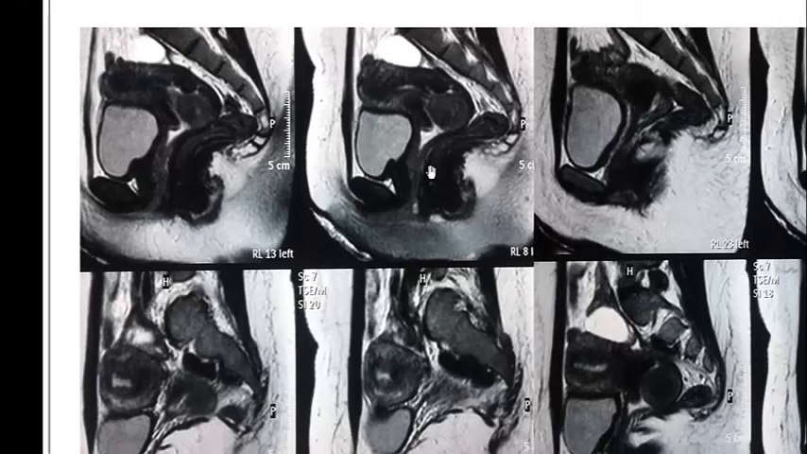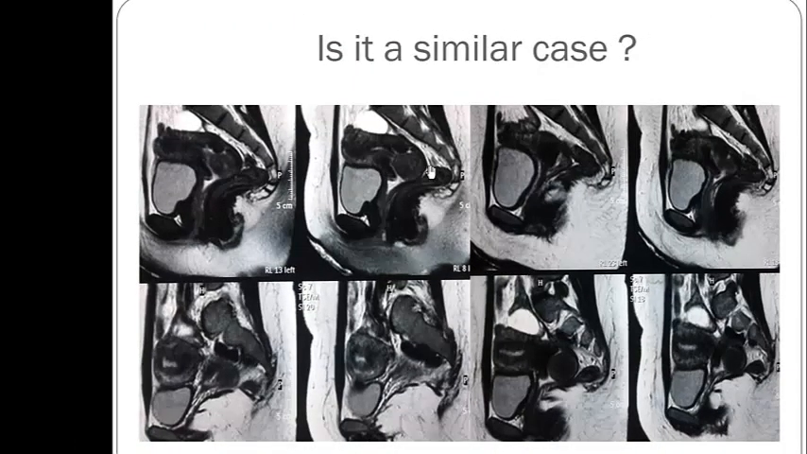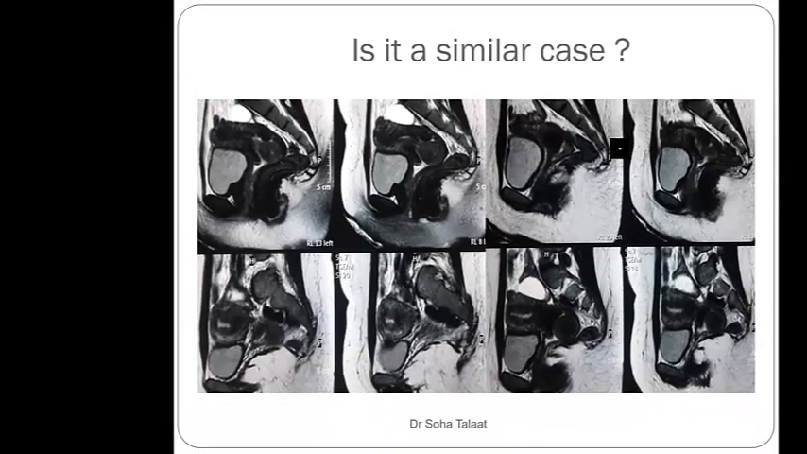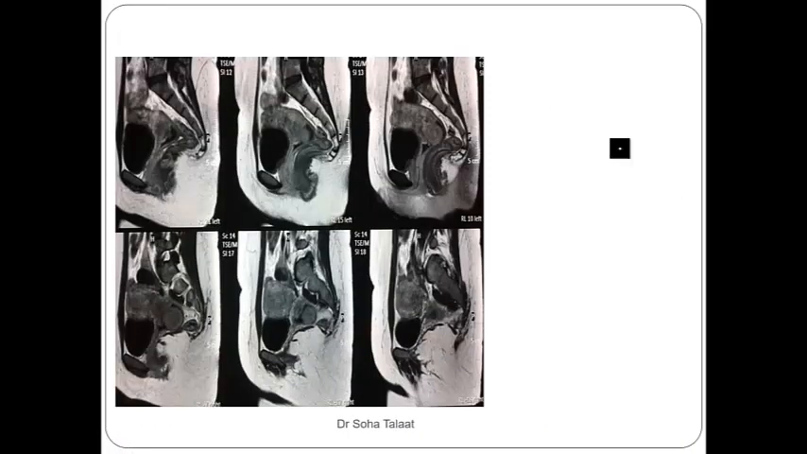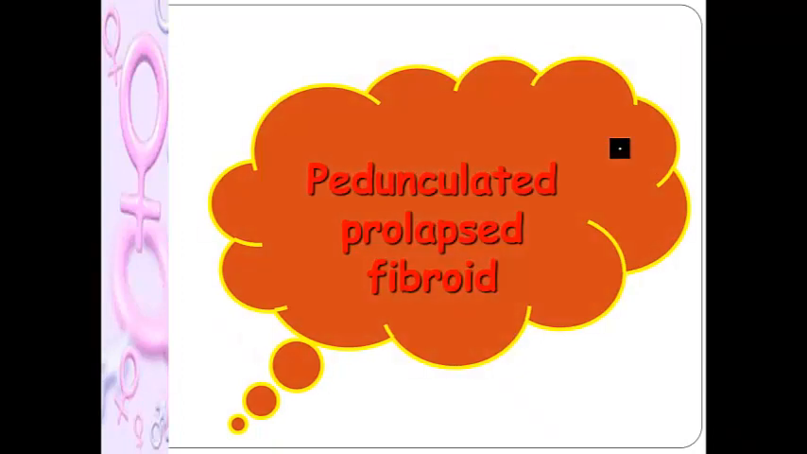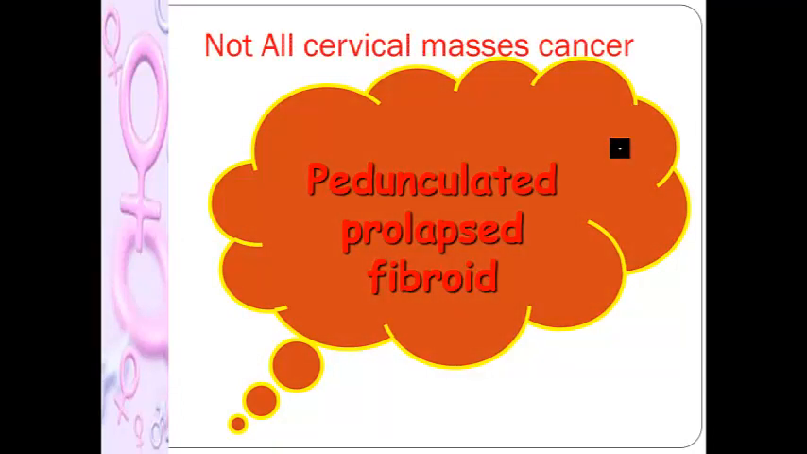So this is a fibroid. This is another intracavitary lesion that is not malignant, it is a fibroid. There is homogeneous enhancement on post-contrast study. So this is a prolapsing fibroid from the cervix, pedunculated. So not every cervical mass is cancer. You have to look at the cervical wall, see the morphological features and the functional imaging of the MRI.